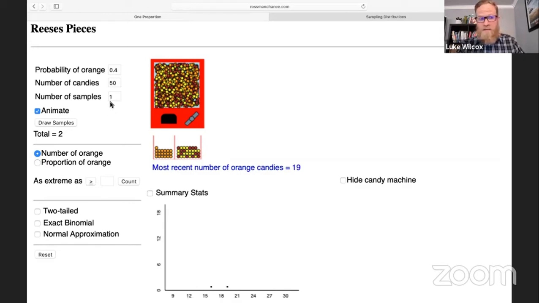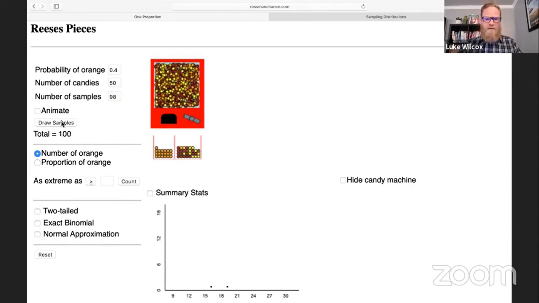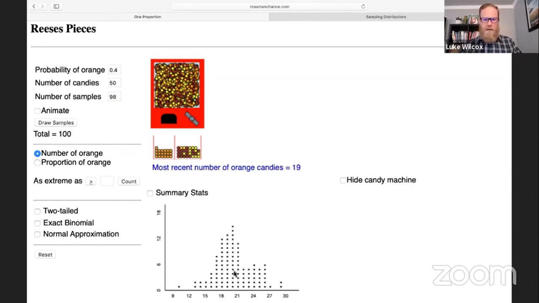Now, the nice thing about technology is that we can do many, many samples very, very quickly. We want 100 total, and we've already done 2. So I'm going to add 98 more samples here, making sure to unclick the animation. Otherwise, we'd be watching this for the rest of the hour. I'm going to draw those samples real quick. And here is the distribution.